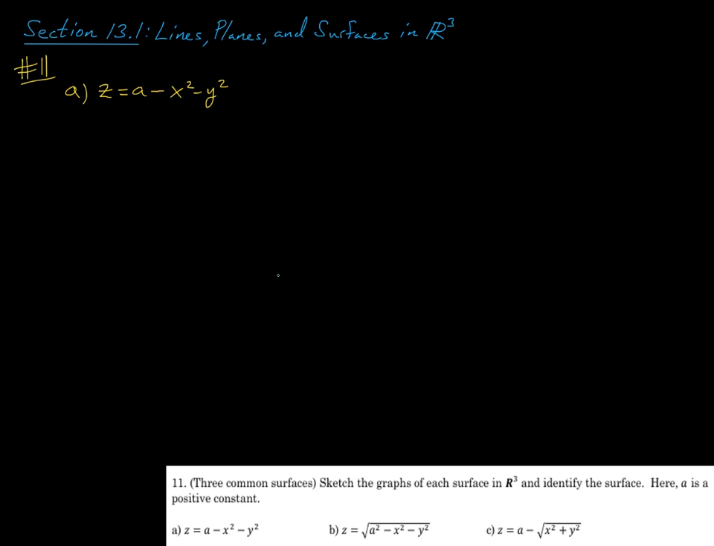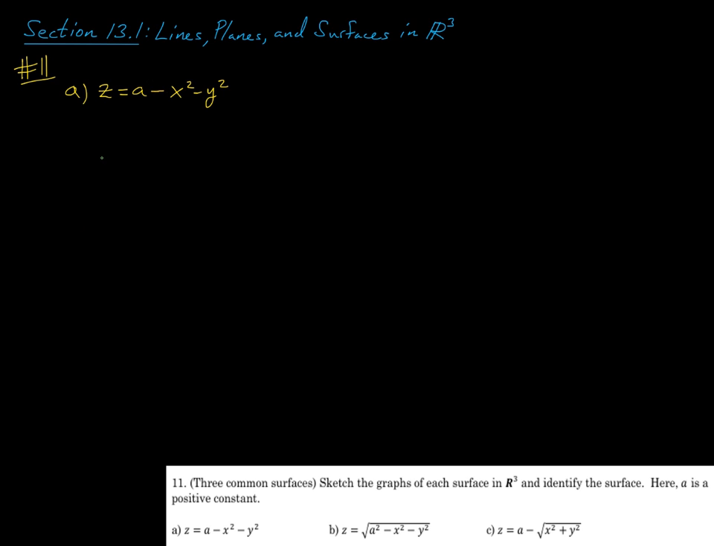Alright, for this last video in section 13.1, the last video of the quarter, woohoo, we're going to look at problem number 11. It says to sketch the graphs of each surface in R3 and identify the surface. Here a is a positive constant, and I note that these three surfaces come up quite a bit if you take multivariable calculus, so I said that these are three common surfaces.